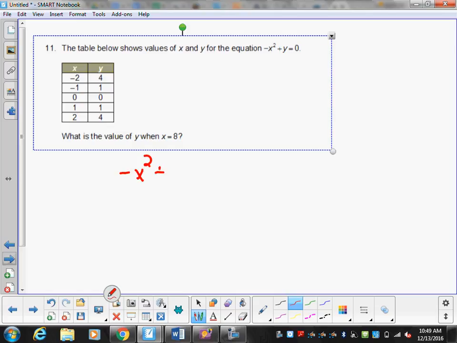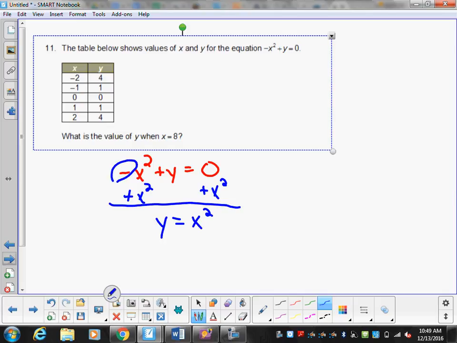And since I'm solving for y, I want to get it by itself. So the first thing I'm going to do is move that x squared to the other side by adding it to both sides. So I've got y equals x squared. That makes it a little easier because that negative sign out in front of that x is now gone. So all I need now is to replace x with 8, and 8 squared is 64. So 64 is my answer on number 11.